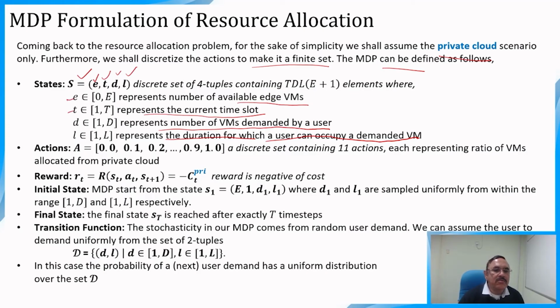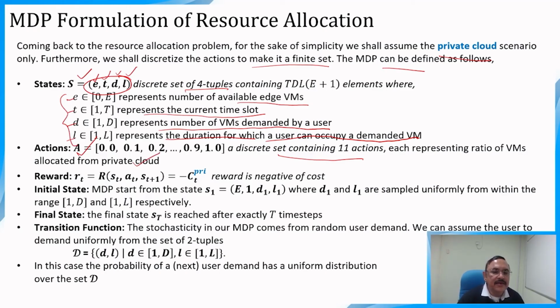All 1, 2, 3, 4, these 4 parameters become the state. So, state is nothing but the 4 tuples, and these 4 parameters together define the state. Now, action A is 0, 0.1, 0.2 and so on up to 1. So, between 0 and 1 the actions are there. So, the discrete set contains 11 actions, each representing the ratio of VMs allocated from the private cloud.